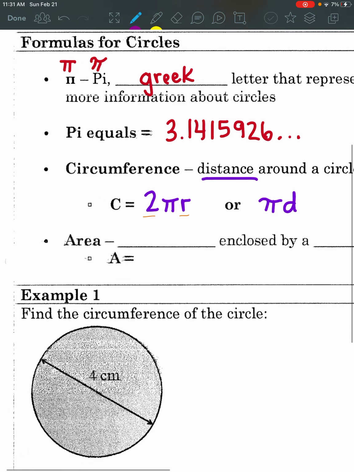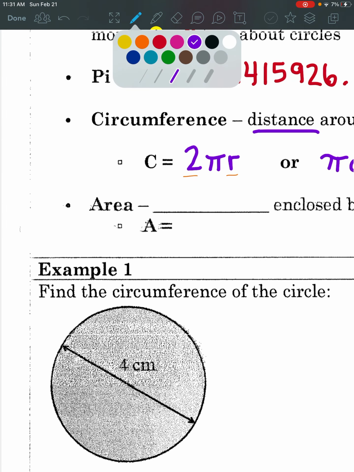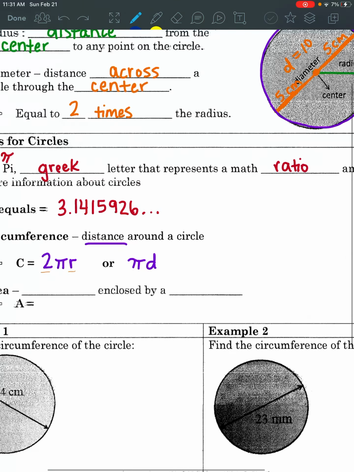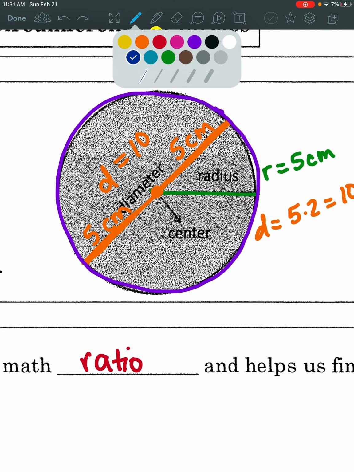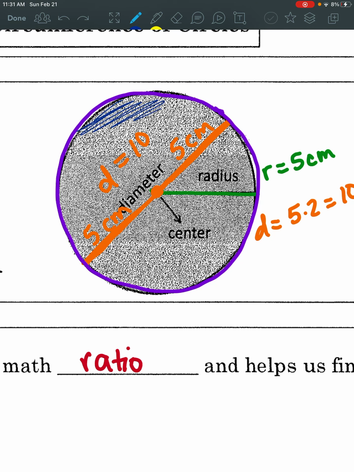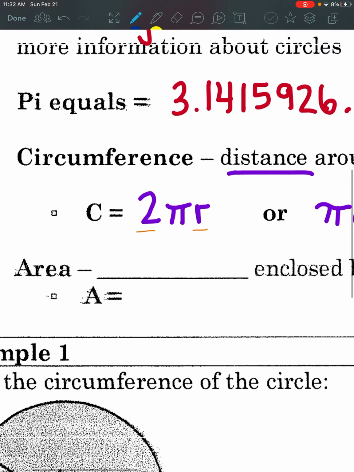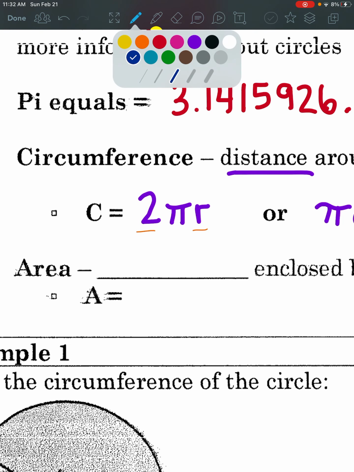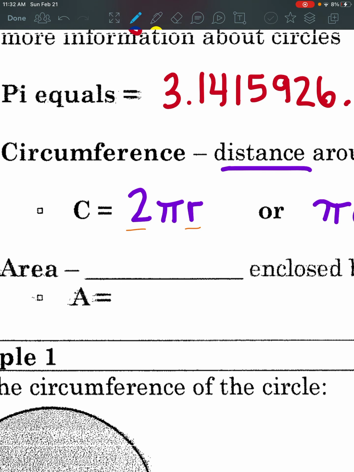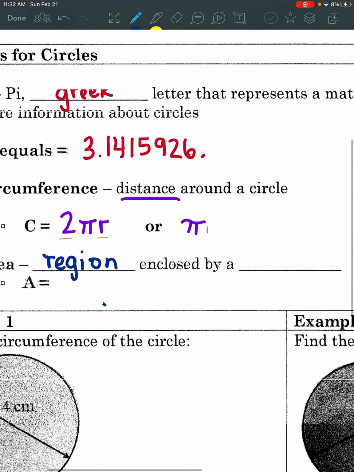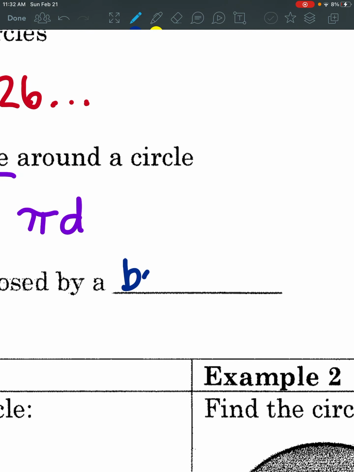All right, now the area is a little different. Switch colors again. The area, and I'm going to go back to my circle up here, is going to be all of this space, all of that gray shaded region in here. That is what we call the area. So the area is going to be the region or that space that is enclosed by the outside of the circle. So the region enclosed by a boundary.